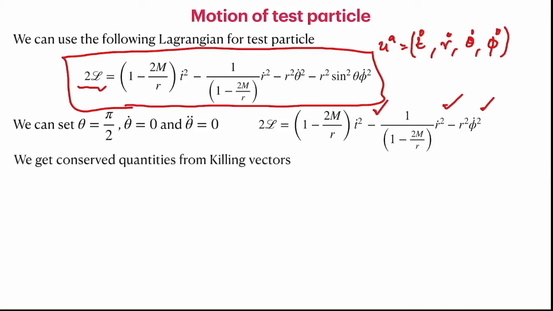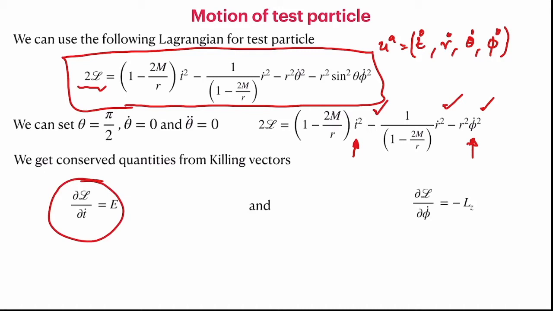First, we identify immediately there are 2 Killing vectors, one corresponding to time translation and another corresponding to translation along phi. In both cases, the metric remains invariant, and then we have a conserved quantity. In other words, you can see that the Lagrangian is absent of these generalized coordinates, and the corresponding generalized momenta are conserved. So what we have is dL by dt dot, which we call E, and dL by d phi dot is equal to minus Lz.